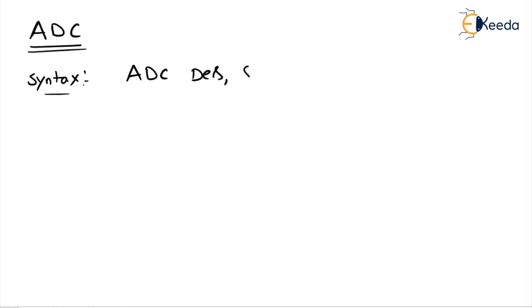Now coming to the next instruction. The next instruction is ADC. What is that? ADC means add with carry. Remember. So what is the syntax? The syntax is ADC destination, source. It adds two operands with the carry flag.